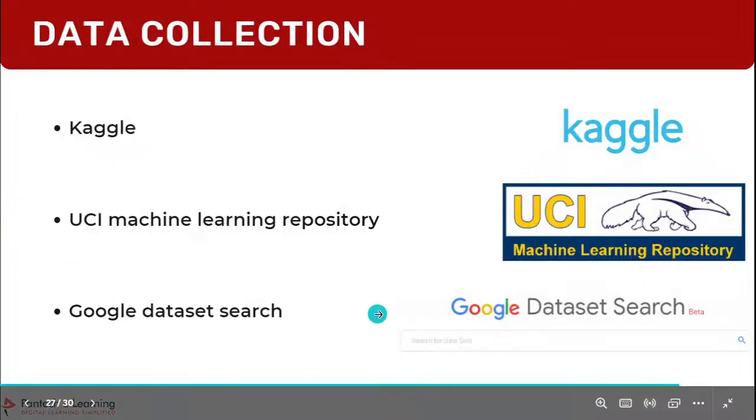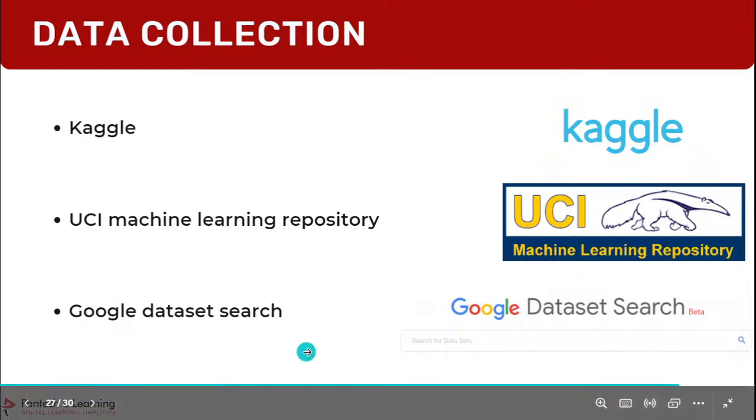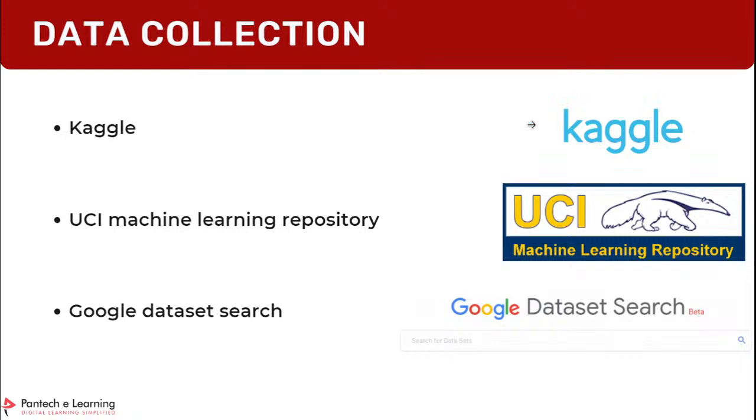Next one, data collection methods. Kaggle, UC Machine Learning Repository, and Google Dataset Search. These three platforms are used for collecting data. I prefer Kaggle as the best one. If you search in the browser and type Kaggle, the first link will be the Kaggle official website. If you want any kind of data, you can get it from the Kaggle website.